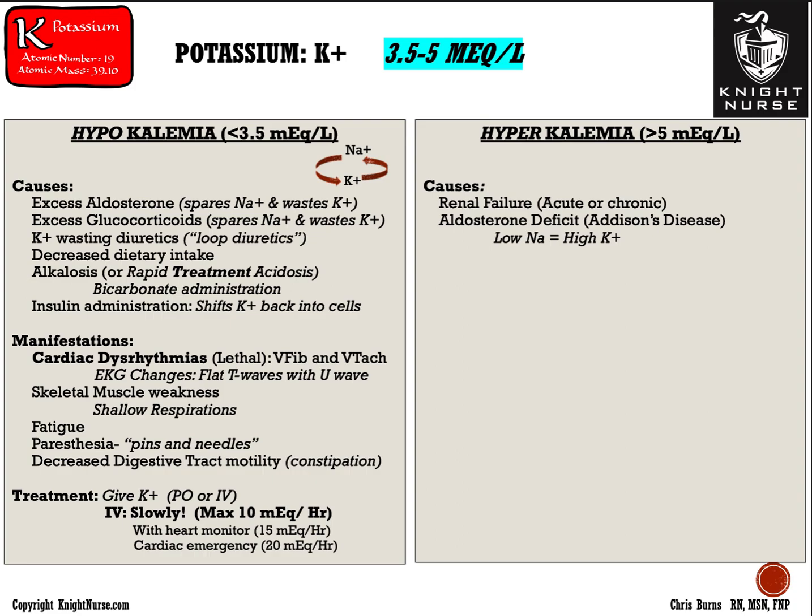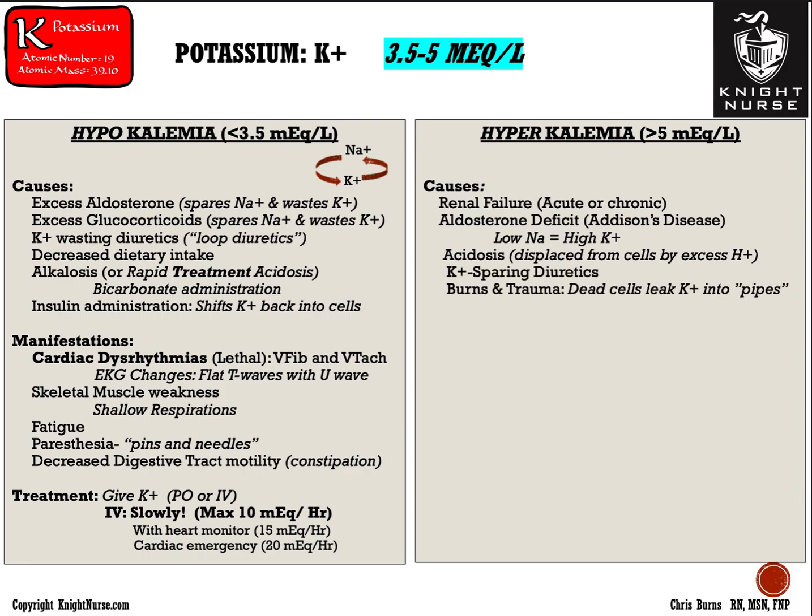Aldosterone deficit means you're not holding on to sodium and kicking out potassium. Rather, no aldosterone, the kidneys excrete sodium, which kicks potassium back into the bloodstream. So Addison's disease will cause hyperkalemia. Acidosis kicks the potassium out into the bloodstream, hyperkalemia. Potassium-sparing diuretics, burns or trauma because all those cells release all their potassium. DKA is something we'll talk about with type 1 diabetics. Acidosis shifts the potassium into the blood.